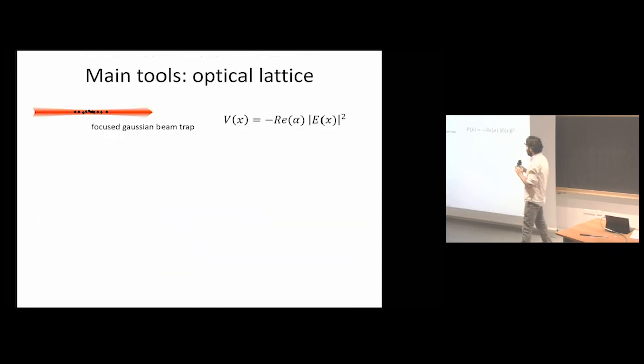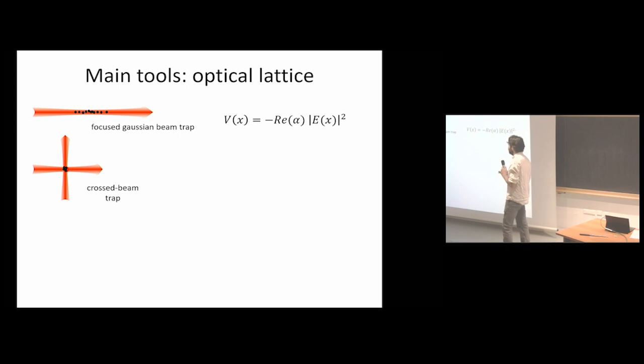So let me talk a little bit about the tools that are available for experiments. And I would say the most important one is the ability to project potentials with arbitrary shapes, pretty much. And this is due to the fact that the atoms are some sort of polarizable objects. They have a polarizability, and we can write down a potential which is mainly dependent on the intensity of the light. So if you focus down a beam, we can make a trap that is sort of elongated for the atoms.